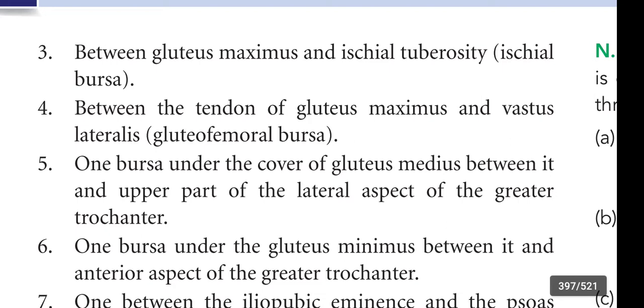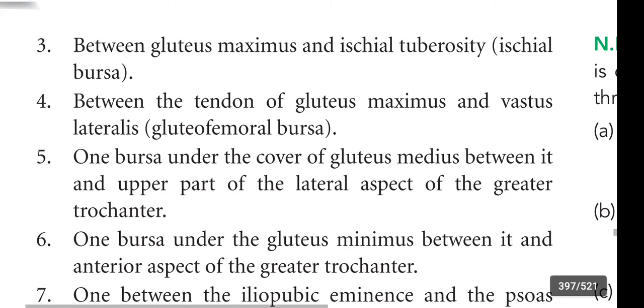This is the ischial bursa. And the fourth bursa lies between the tendon of gluteus maximus and vastus lateralis. It is the gluteofemoral bursa.